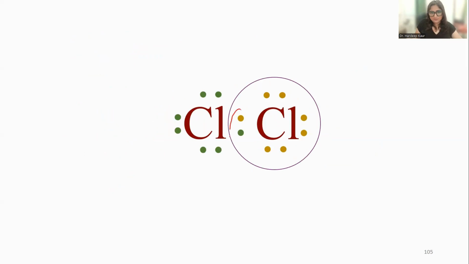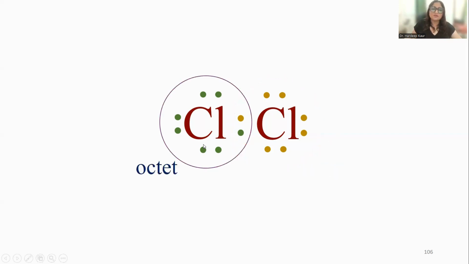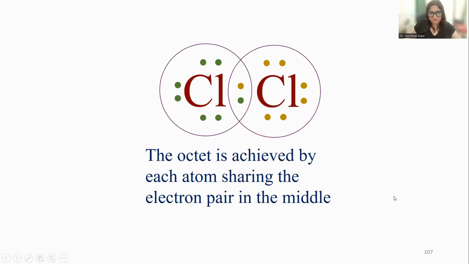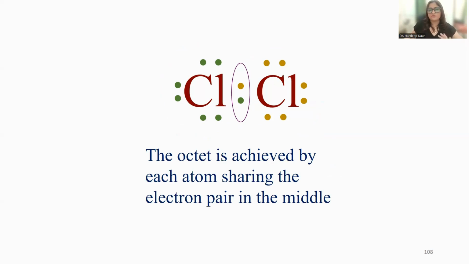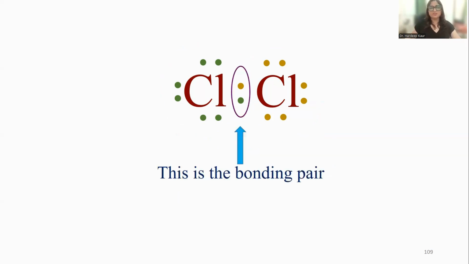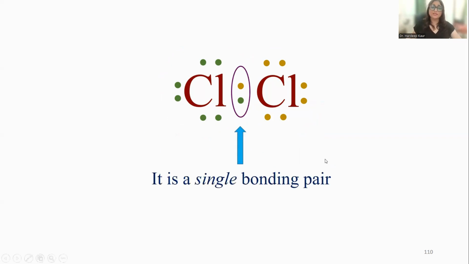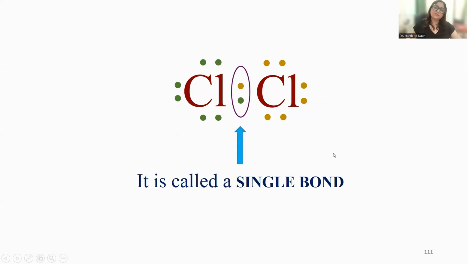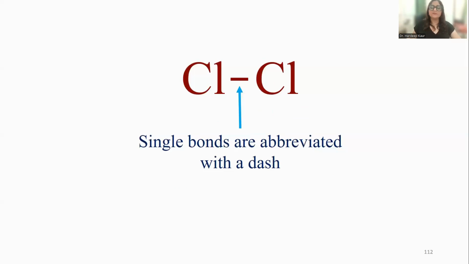Now you can check, this pair is at the same distance from the two atoms. Now this chlorine has its octet complete, and the other also has its octet complete with 8 electrons. The octet is achieved by sharing the electron pair in the middle, so they form one bond pair. You will say bonding pair. This single bond can also be designated as the bonding pair, and single bonds are abbreviated with a dash.